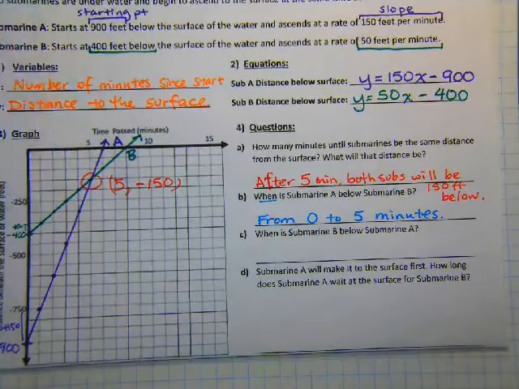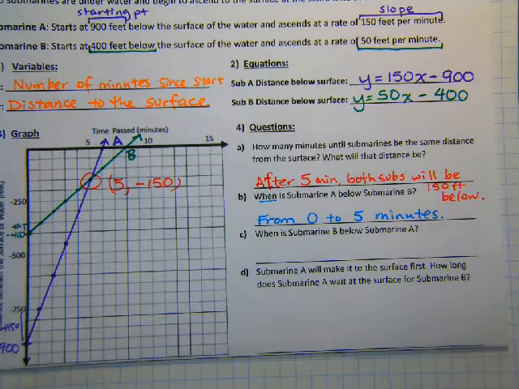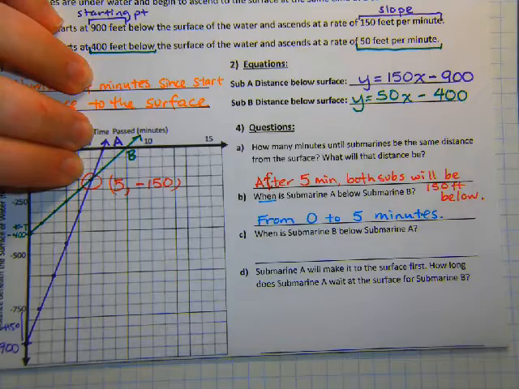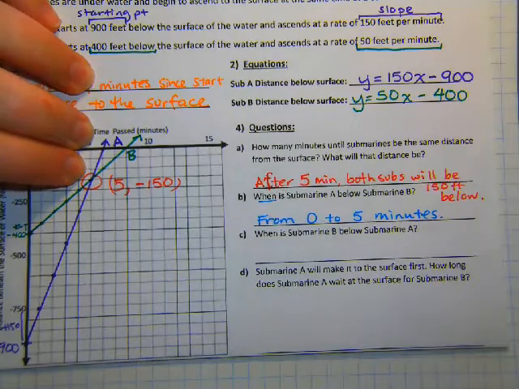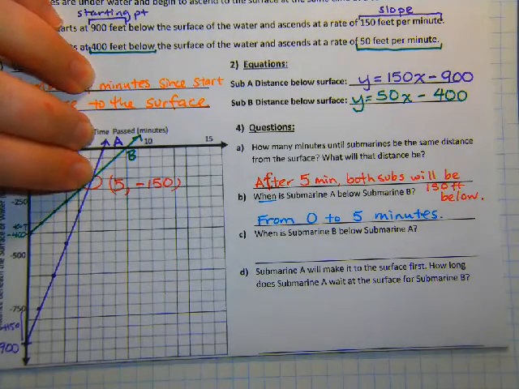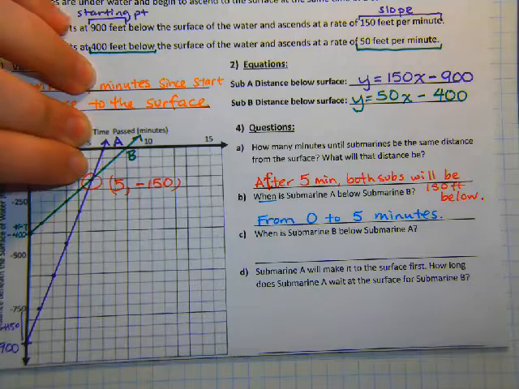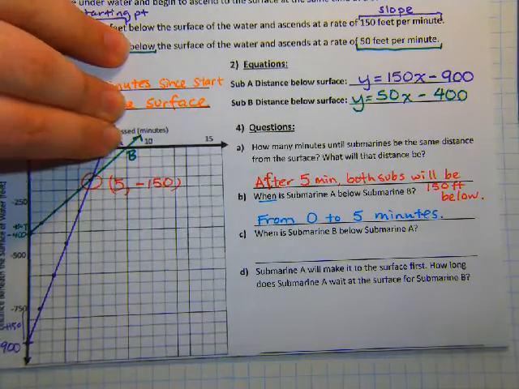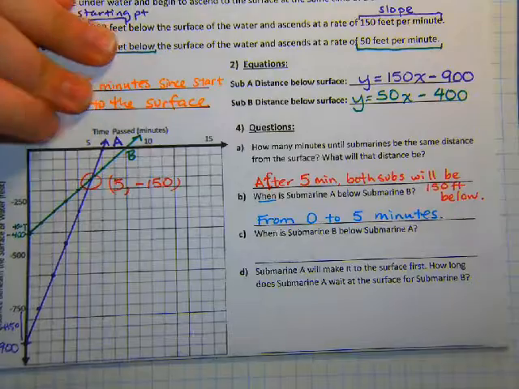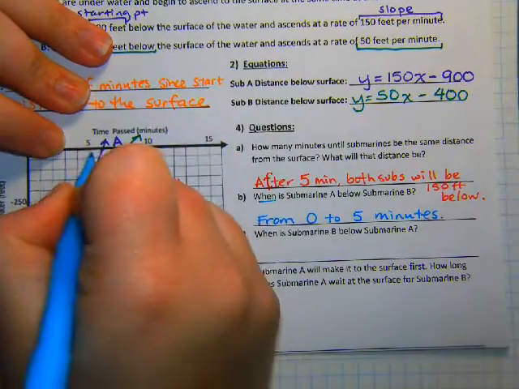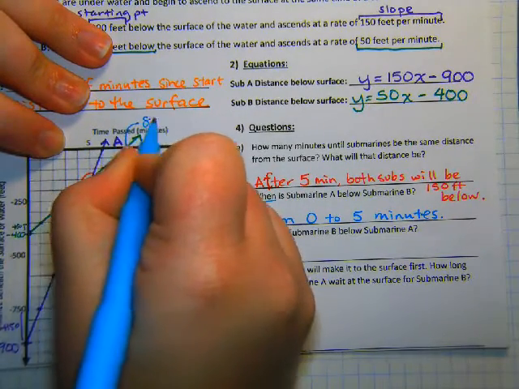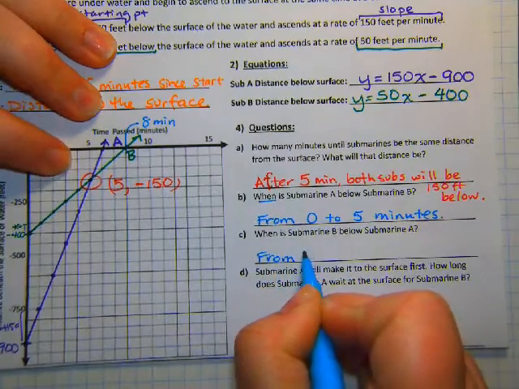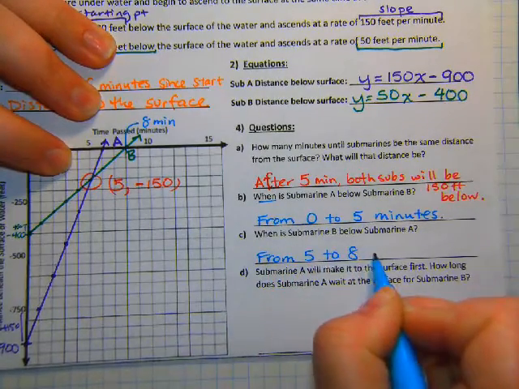The next question is, when is submarine B below submarine A? Well, here at this point, since they're straight lines, they cross, which means they switch positions. So after that, B is below, and it would be all the way into B surfaces because you can't go further than that. So it looks like B surfaces at 8 minutes. So from 5 to 8 minutes.